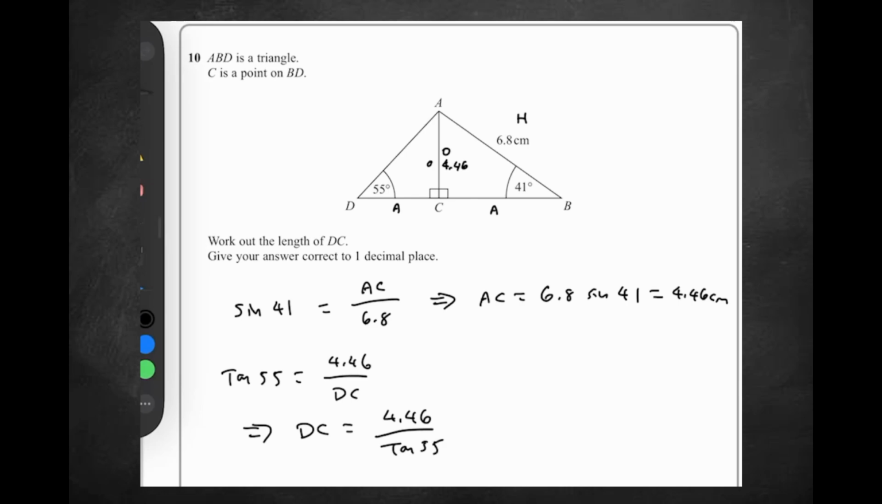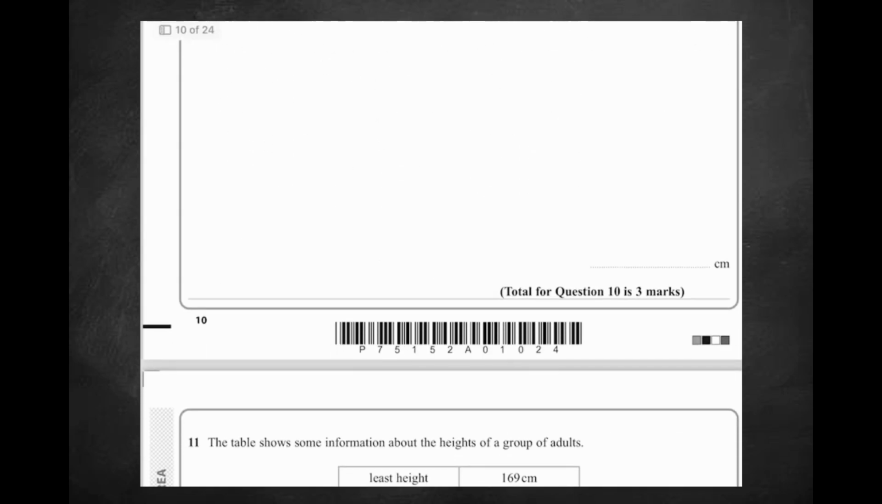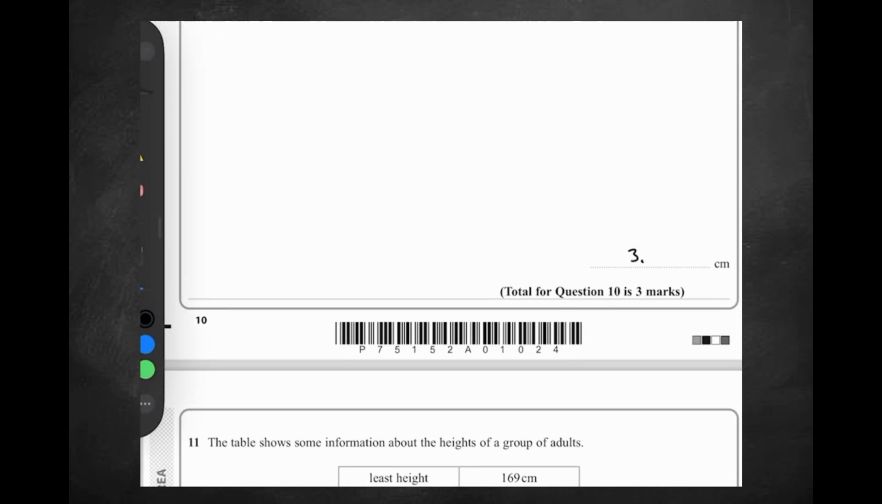Tan 55, and then 4.46 divided by tan 55 is just 3.1229 centimeters. And we want 1 decimal place, so 3.1.